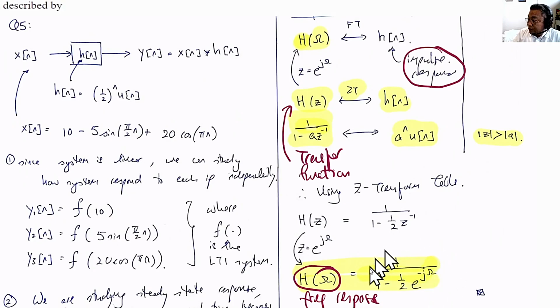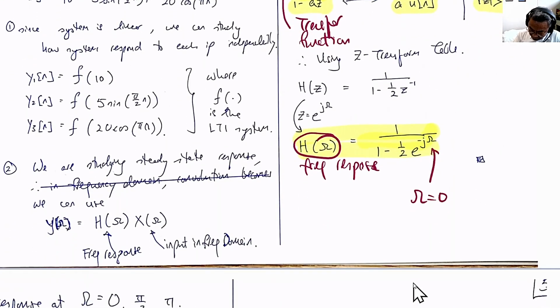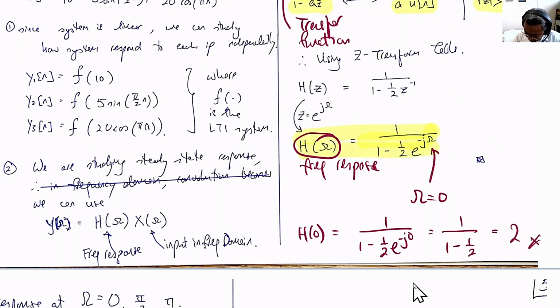Now since we have H of omega, all we need to do is substitute for different omega. We remember we're interested now in omega equals 0. So what do we get? H of 0 is equal to 1 over 1 minus half e to the minus j0, which is 1 over half, equal to 2, and that is the answer.